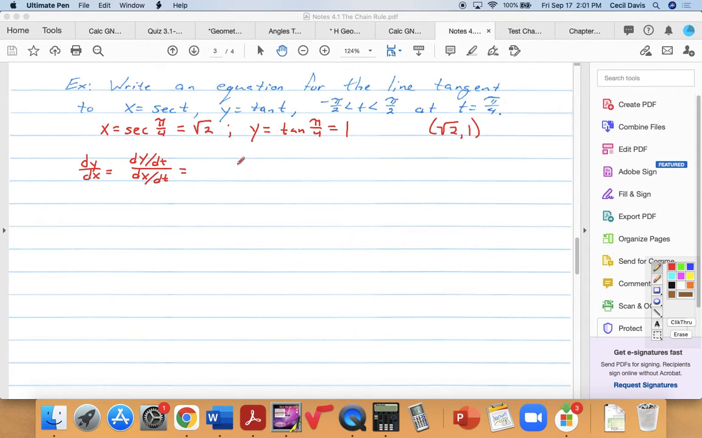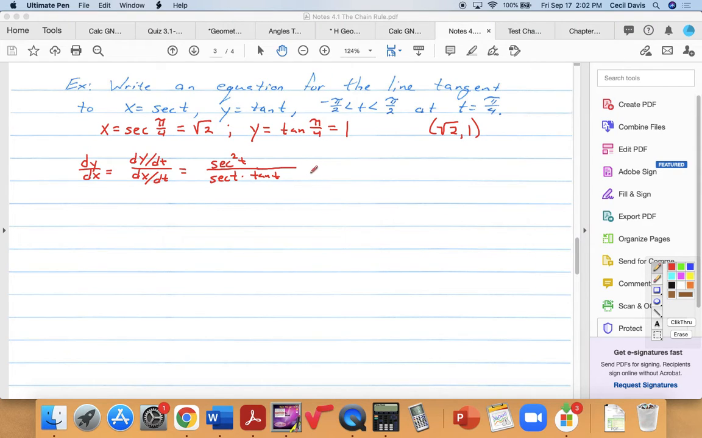So the derivative of tangent is secant squared, and the derivative of secant is secant tangent. So it's secant. Be sure you put the arguments. I think it was this class. Somebody was leaving off their arguments on things. It's important that you have, tangent of what?